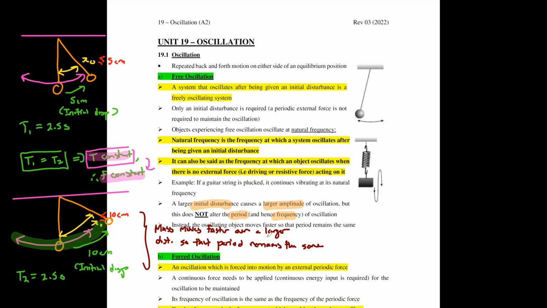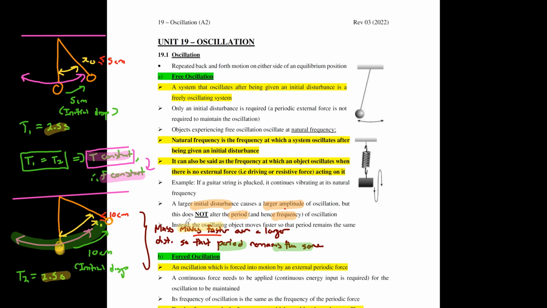So in order for your period to remain the same, in order for you to take the same time to complete one oscillation, your mass here has to move faster. So you causing a larger disturbance causes a larger amplitude, but at the same time, it also causes your mass to move faster so that your period remains the same.